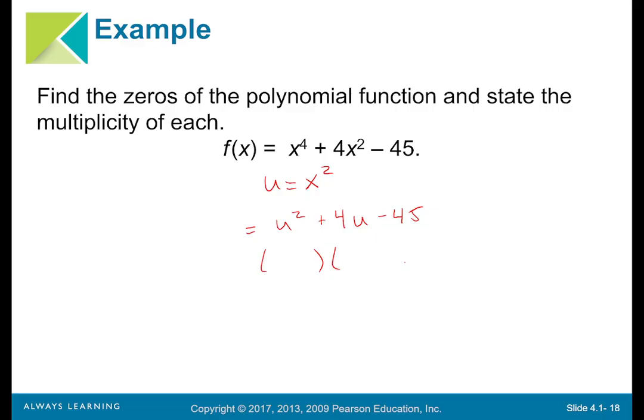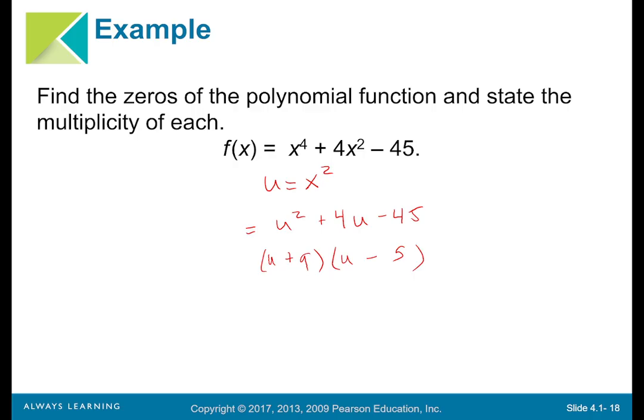If I factor this, I'm looking at u and u, and I think about things that multiply to 45. I have a 5 and a 9, and they differ by 4. So a 5 and a 9, and of course I have opposite signs since they multiply to a negative, and I need to put the plus with the 9.